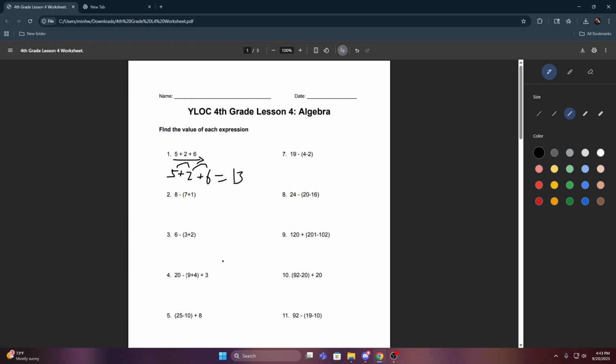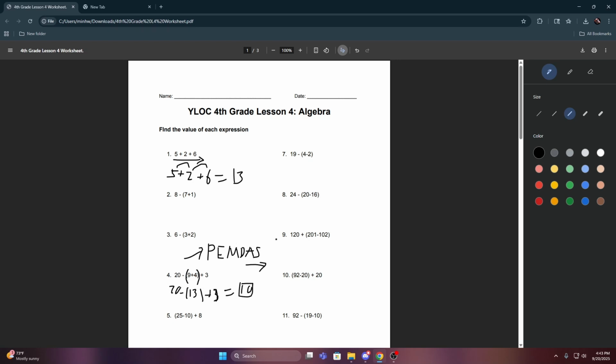Now let's try something more complicated, like number 4. We first notice these parentheses, which, if you look at it in terms of PEMDAS, or the order of operations, you always want to solve what's in the parentheses first. So 9 plus 4 here is 13, and then after that you can go from left to right, addition and subtraction. So this is 20 minus 13 plus 3, go from left to right. 20 minus 13 will be 7, 7 plus 3 equals 10, and this will be your answer.